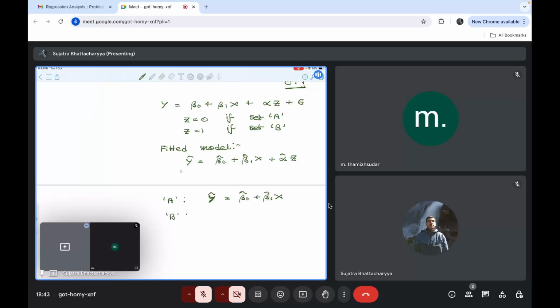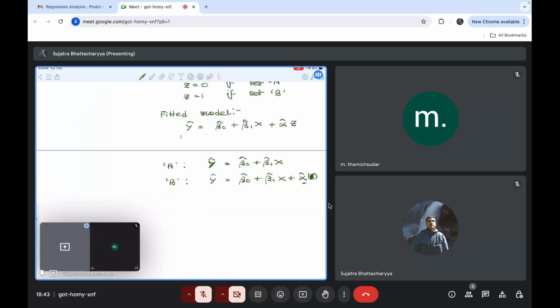But for set B, you have y hat is equal to beta naught hat plus beta 1 hat x plus alpha hat into z. But z is 1, so you can just write it alpha hat. Okay. Therefore, just look into these two sets, A set and B set. We will do one example, so it will be clear that time properly. So you have A set of data, B set of data, and you have two straight lines, because we are assuming a straight line model.